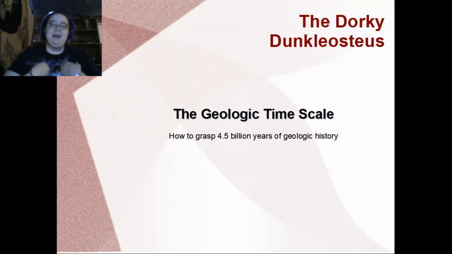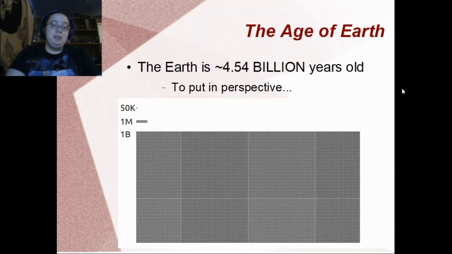I am your curator, Carla, and this week we are going to talk about the geologic timescale and how we can better grasp the 4.5 billion years of geologic history. So, the Earth is approximately 4.54 billion years old. That is really hard to put into perspective. We do have some graphs right here, some examples.